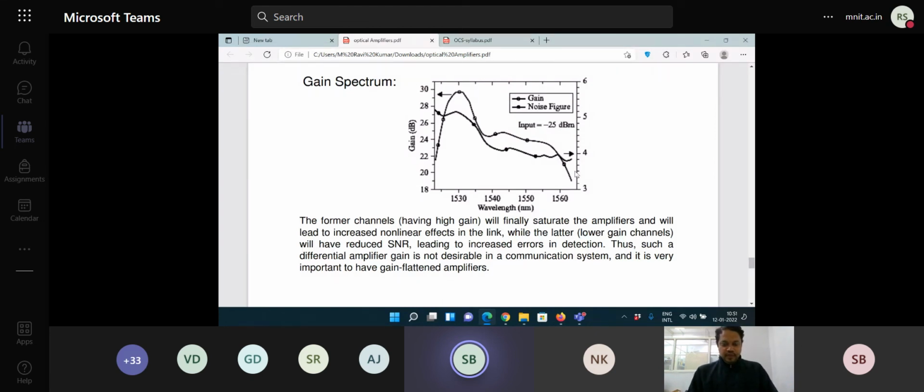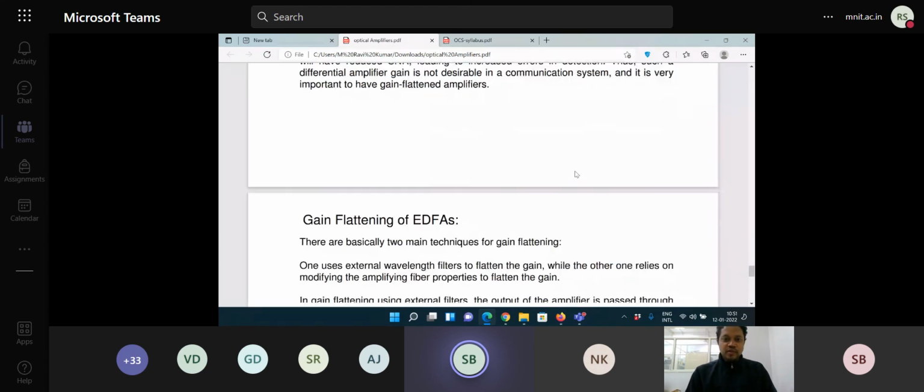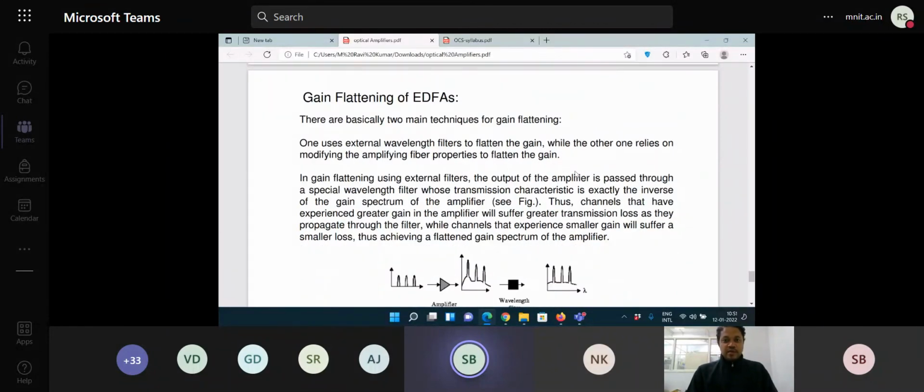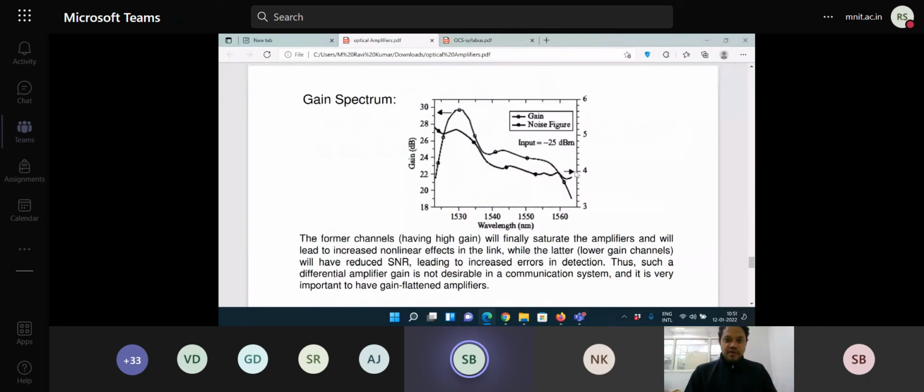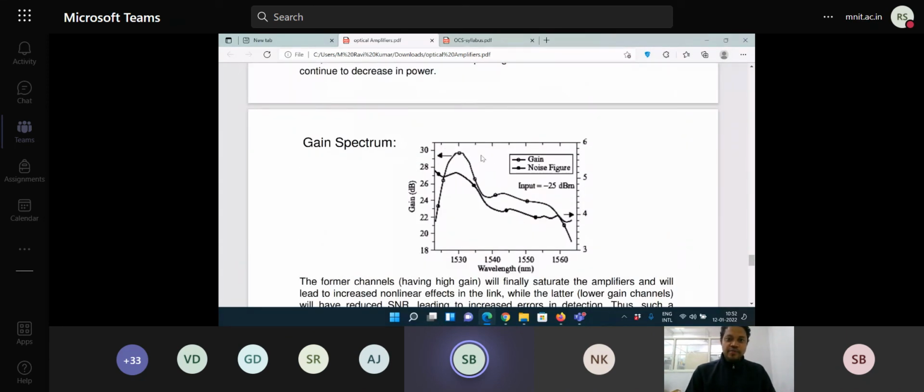So this can be used for WDM communication also. That's the meaning of this. It is desirable to have gain flattening. Gain flattening means, here we have a high gain of the order of almost 30 dB at a wavelength of around 1530 nanometers. But when we come to 1540 nanometers, the gain is of the order of around 24 to 25 dB. And as we go up to 1555 to 1560 nanometers, the gain is of the order of 22 to 20 dB, right?